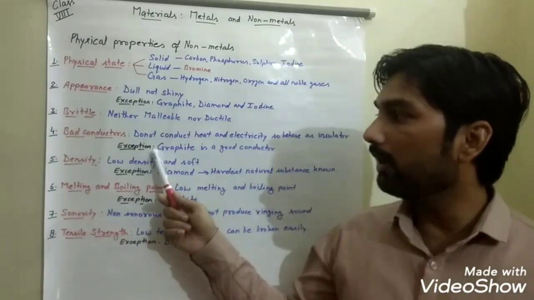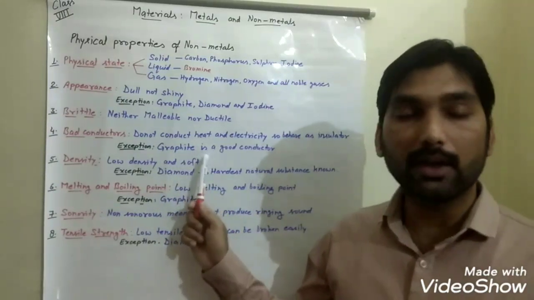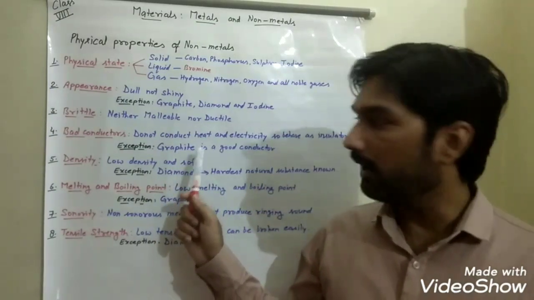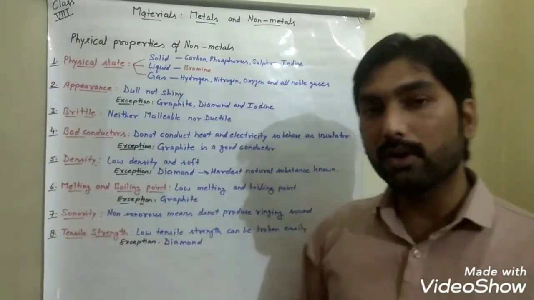But again, here is an exception: graphite. It is a good conductor of heat and electricity. Next property of the non-metal is what?